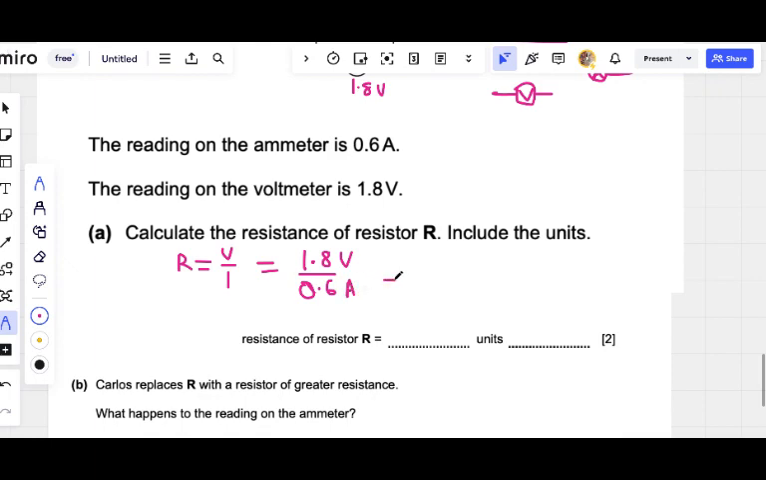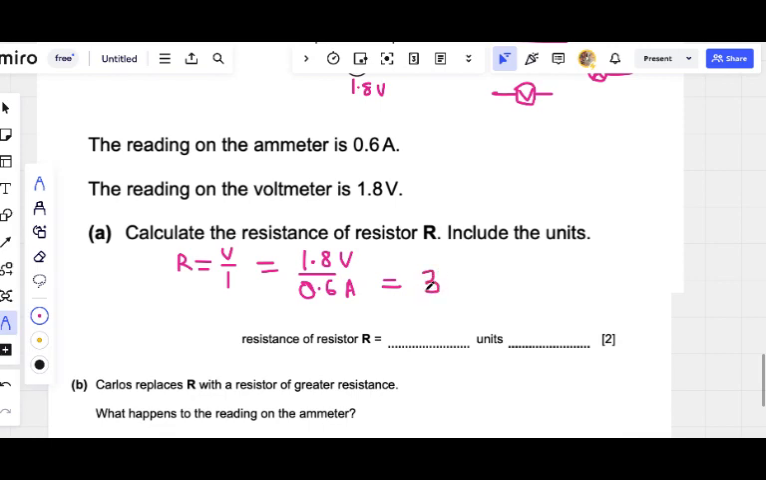So 1.8 divided by 0.6. What do we get? 3, right? So we get 3, not 0.3, we get 3. So our resistance is 3 ohms.